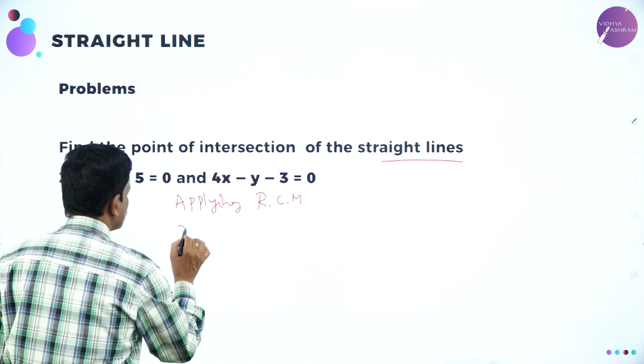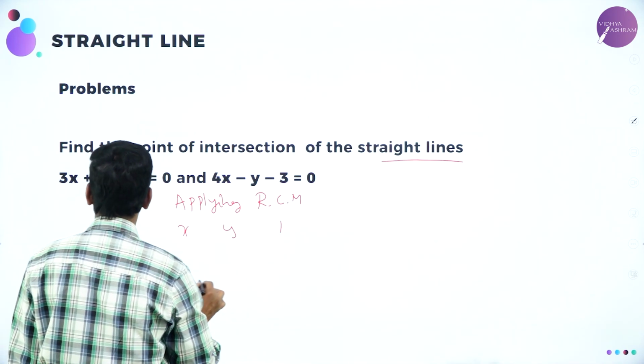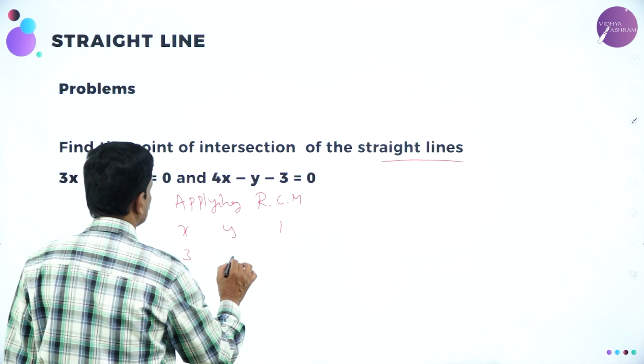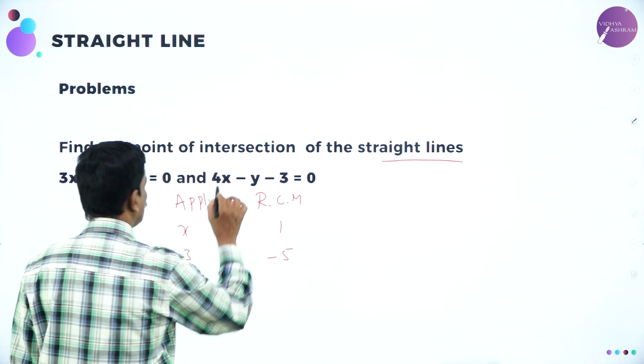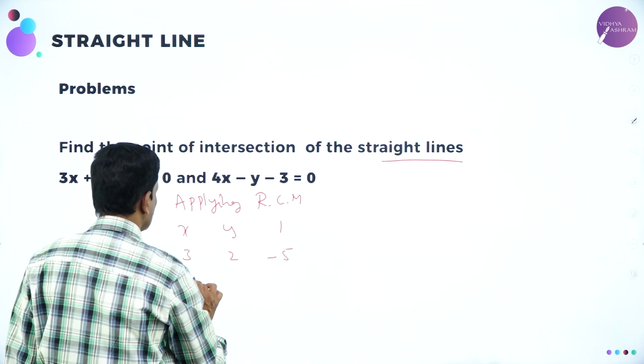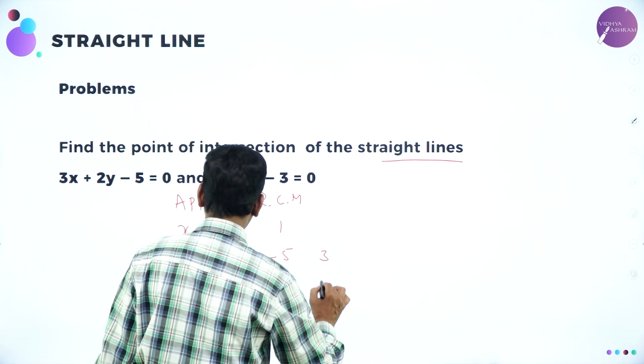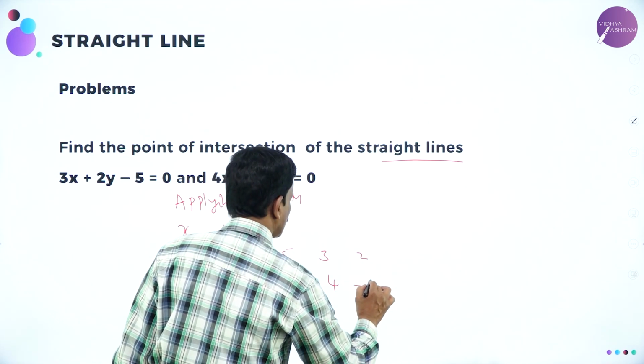Applying RCM, first write x, y and constant. So x, y and 1. Write down the coefficients: for the first line, 3, 2 and minus 5. For the second line, 4, minus 1 and minus 3. Repeat the first two, that is 3, 4, 2 and minus 1.